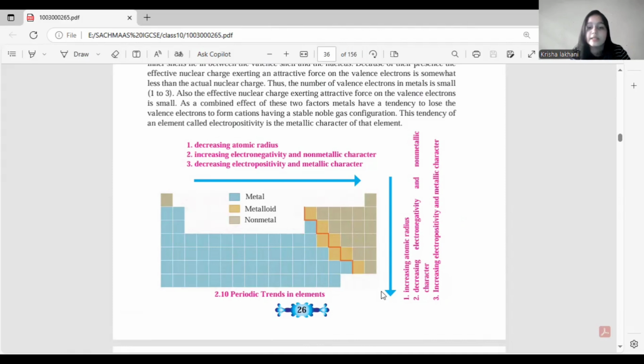It is opposite here: decreasing electronegativity and non-metallic character. When you go down you get all metals. So as you go down the group, the electronegativity goes on decreasing and metallic character goes on increasing. Here it is given as increasing electropositivity and metallic characteristics. So electropositivity keeps increasing here and metallic characteristic keeps increasing. So that's it. Electronegativity and electropositivity is done here.